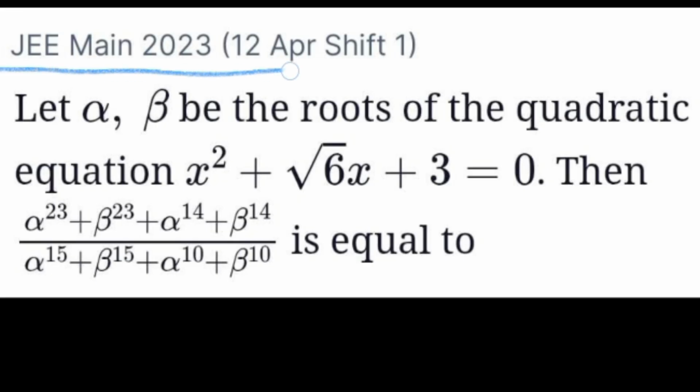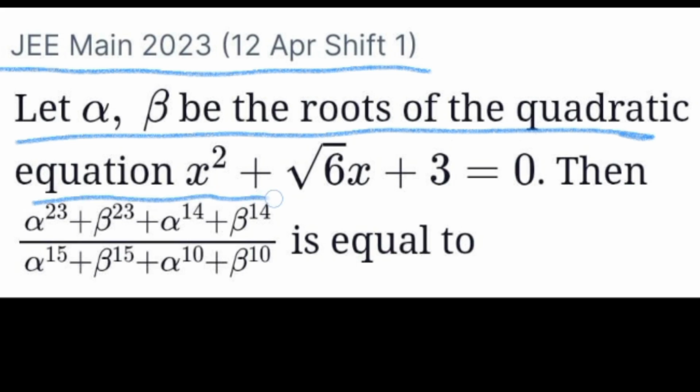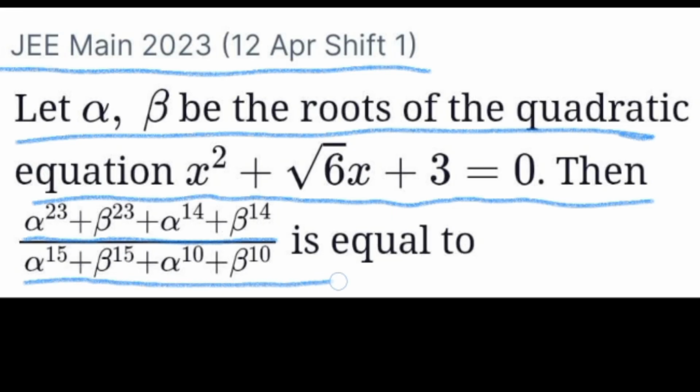JEE Mains 2023. Let alpha, beta be the roots of the quadratic equation x square plus root 6 x plus 3 is equal to 0. Then find the value of alpha power 23 plus beta power 23 plus alpha power 14 plus beta power 14 by alpha power 15 plus beta power 15 plus alpha power 10 plus beta power 10.